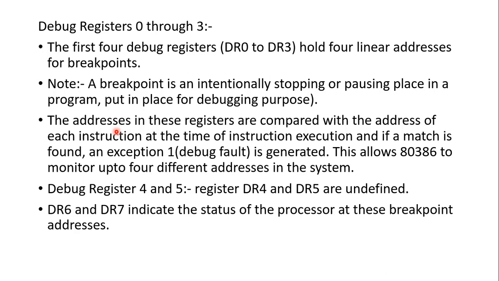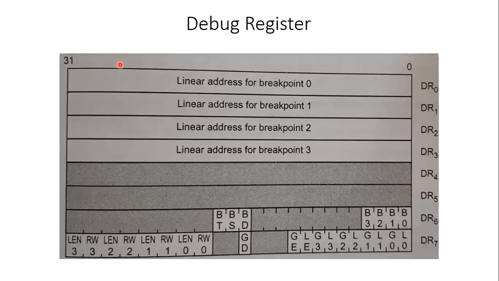then it will produce an exception 1. Exception 1 means a debug fault is generated. If two same addresses are found, then exception 1, that is the debug fault, is generated. So this will allow your 80386 microprocessor to monitor up to 4 different addresses in the system. Why 4 different addresses? Because you have 4 linear addresses.